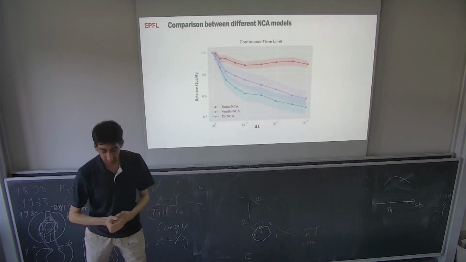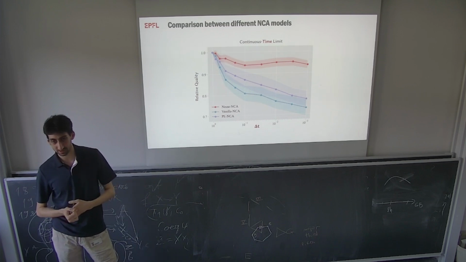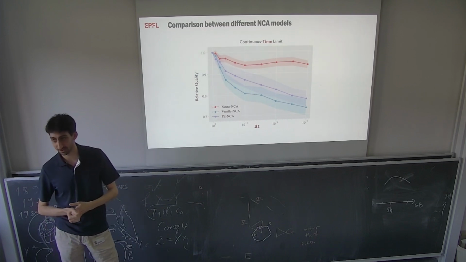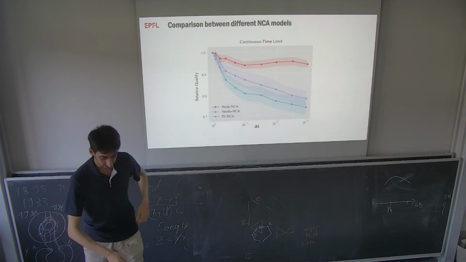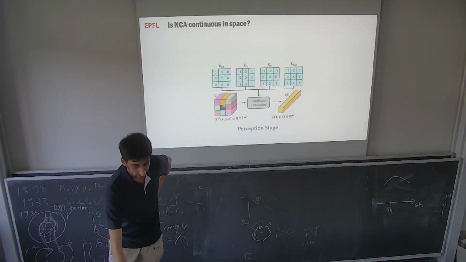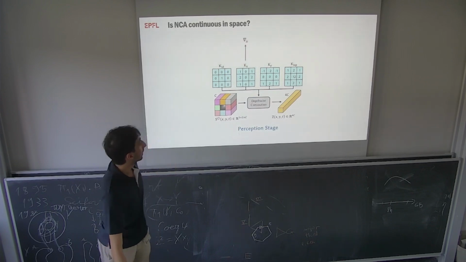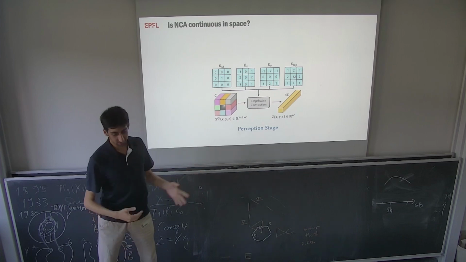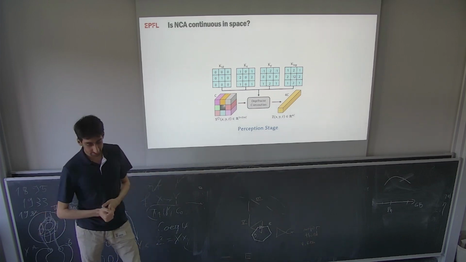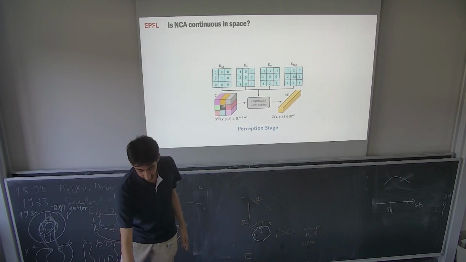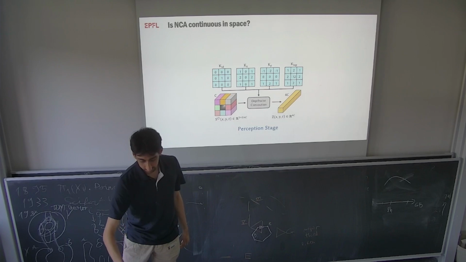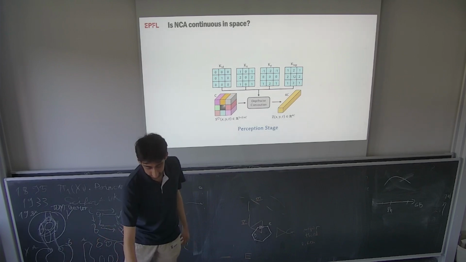So up to now, I showed you that NCAs can be continuous in time. So it's actually learning an ordinary differential equation. Now I want to show if NCAs are continuous in space. So of course we do everything in discrete space, but then we can increase the resolution, and that's like simulating the continuous space limit.